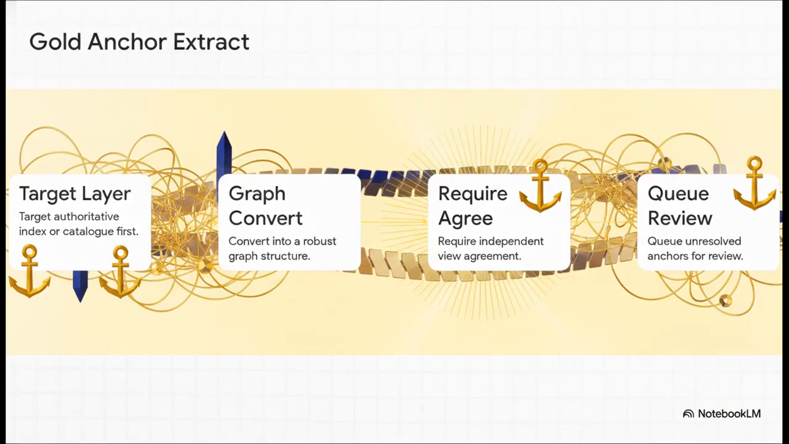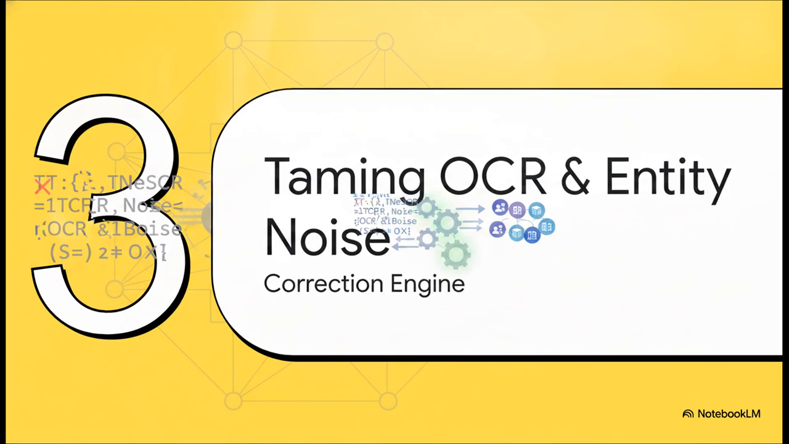Now, to actually build this spine, we use a strategy called gold anchor extraction. Think of it literally like dropping a heavy ship's anchor. We establish our most authoritative structural layer first, like a formal index or a master register. We then convert that into our graph, require agreement between independent extraction tools, and queue up any unresolved anchors for a human to review. Which brings us to Section 3, taming OCR and entity noise.